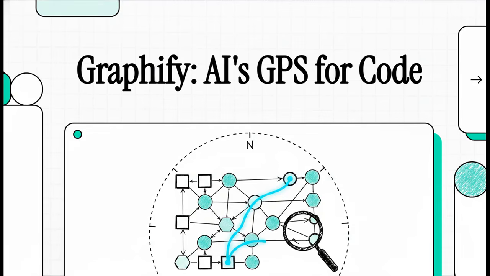You know that feeling when your AI coding assistant is a genius at writing, say, one little function, but then it gets completely lost when it tries to understand the whole project? Yeah, it's a super common problem. Well, today we are diving into an open source tool called Graphify that promises to fix that. The idea is to give your AI a GPS to navigate even the most complex codebases.